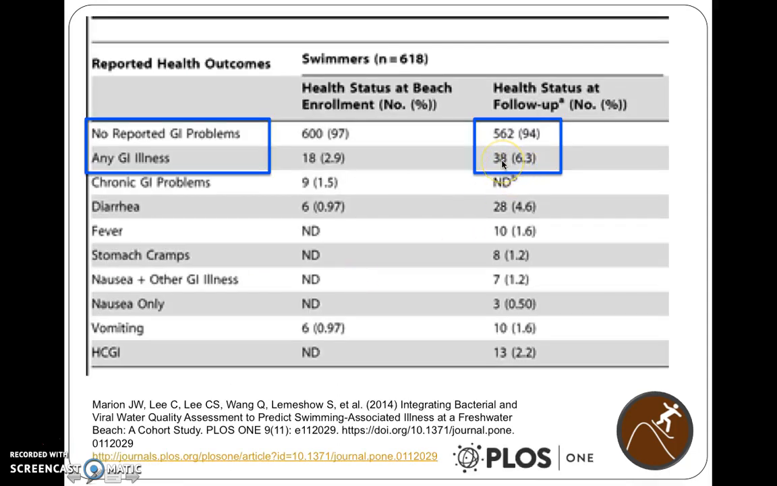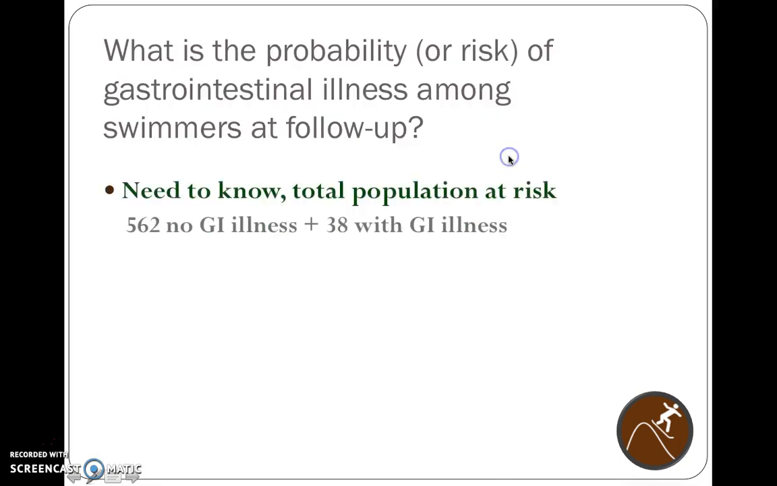So total GI illness, 38, that's our numerator. Total population, well, it's not just the number who reported no GI problems. It's also these people plus those people. So 38 plus 562, which is our starting 600. So we had 562 with no illness, 38 with GI illness.